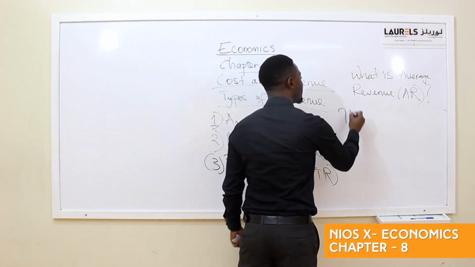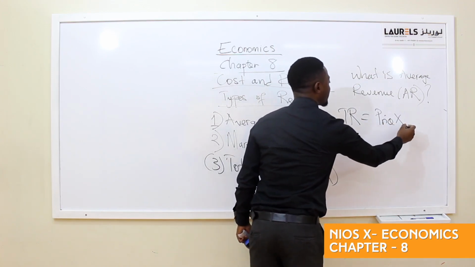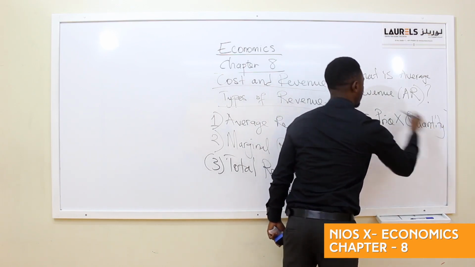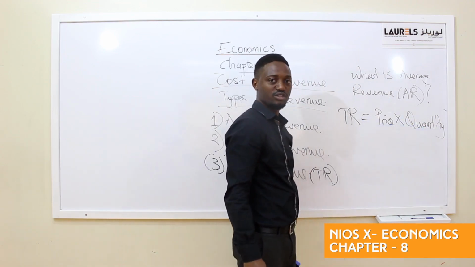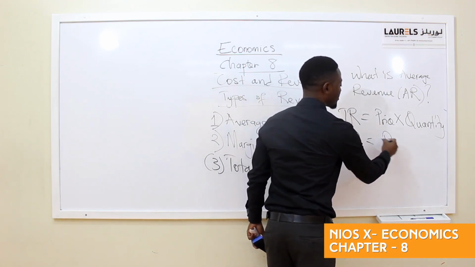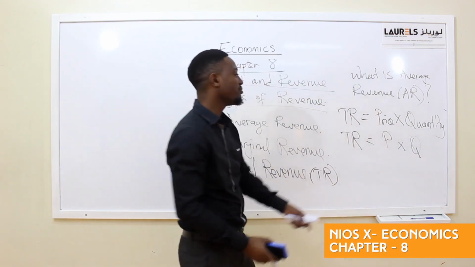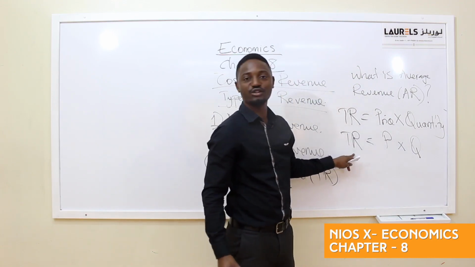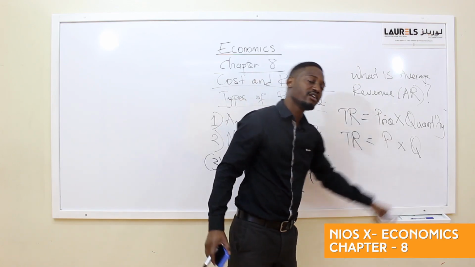So, total revenue can be calculated as the price multiplied by the quantity. So, total revenue is equal to price, P, which stands for price, times the quantity. So the more you sell, the more units of a product you sell, the more revenue you would get, because total revenue is the price multiplied by the quantity.